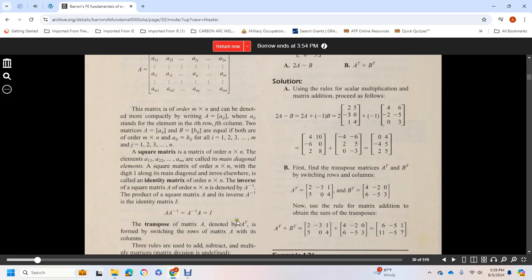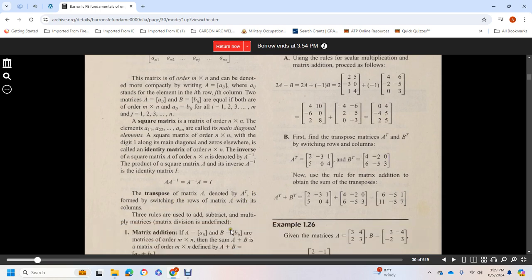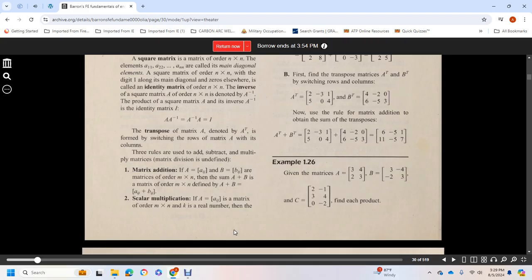The transpose of matrix A, A^T, is formed by switching the rows of matrix A with its columns. There are three rules used to add, subtract, and multiply matrices. Matrix division is undefined.